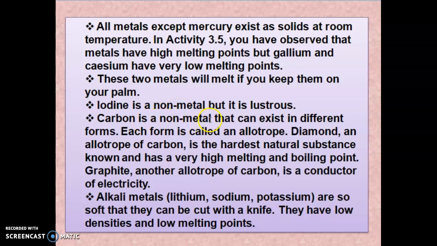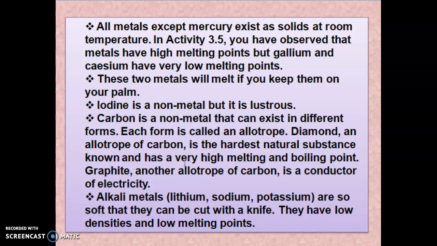Carbon is a non-metal that exists in different forms. Each form is called an allotrope. An allotrope is nothing but a different physical form of carbon. For example, the allotropes of carbon are diamond and graphite. So these are the allotropes of carbon, and each form is called an allotrope. Diamond is an allotrope of carbon and it is the hardest natural substance known and has a very high melting point and boiling point.